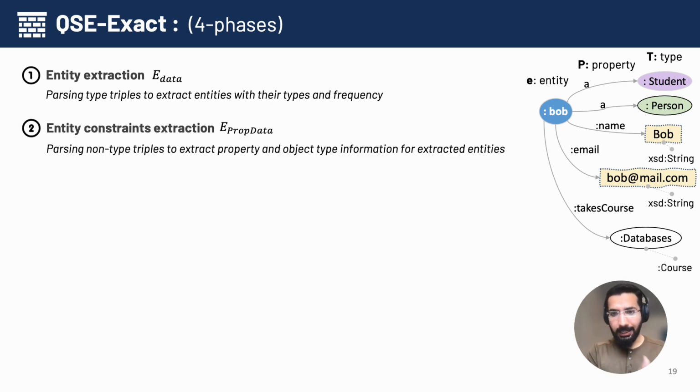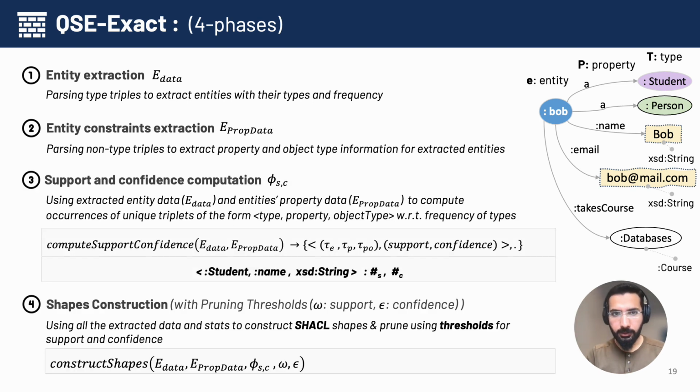Once we have extracted entities and the property-related data information, in the third phase, we compute support and confidence. For example, the occurrence of entities of type student having property name with object type string accounts for support, and their relative value with respect to the total number of students accounts for confidence. And finally, the shapes are constructed in the fourth phase with the user-provided pruning thresholds for support and confidence.